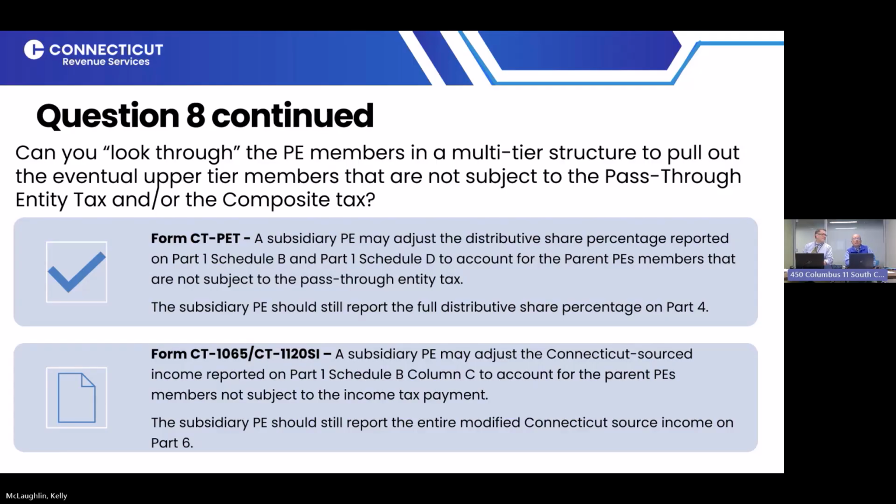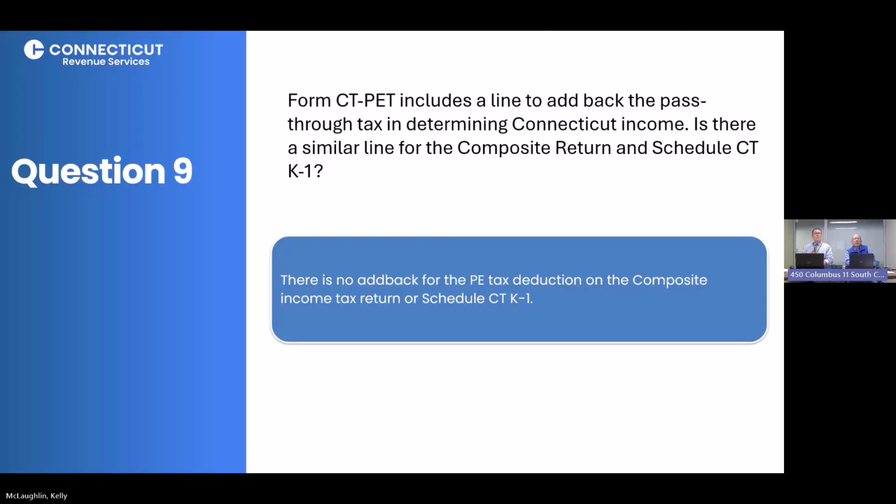Okay, let's get to question number 9 then, shall we? Thank you. Form CT-PET includes a line to add back the pass-through tax in determining Connecticut income. Is there a similar line for the composite return and Schedule CT-K1?